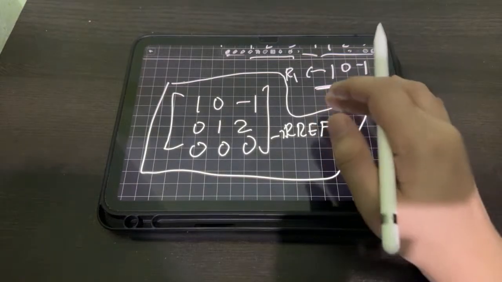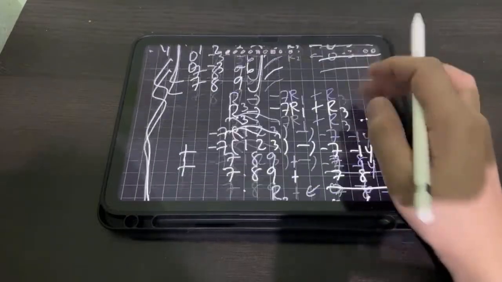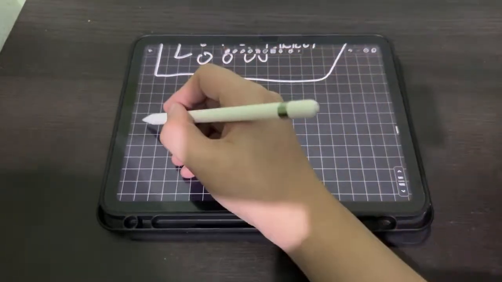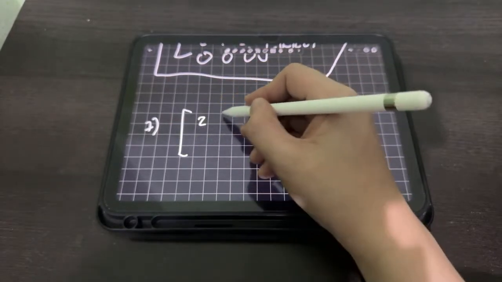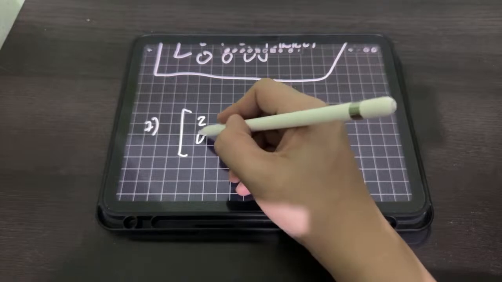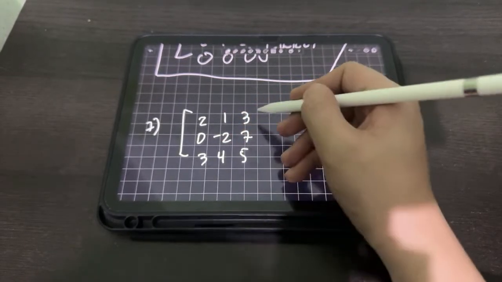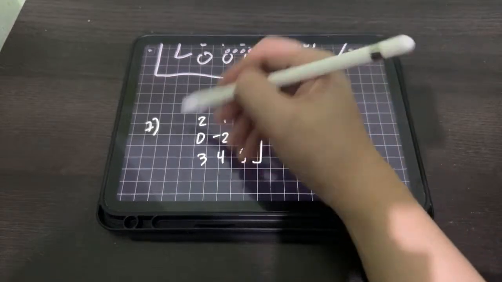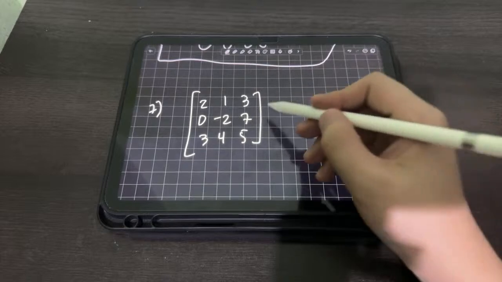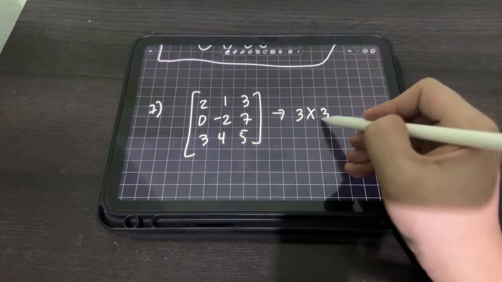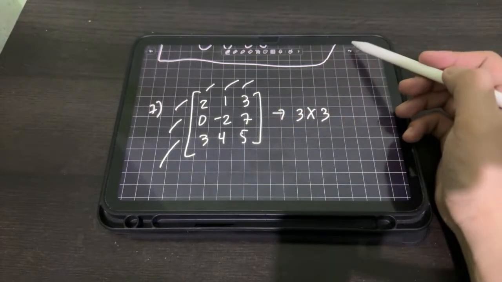Okay, next. Number 7. What if the given matrix is 2 1 3, 0 negative 2 7, 3 4 5? So again, this is a square matrix, a 3 by 3 matrix, 3 rows and 3 columns.